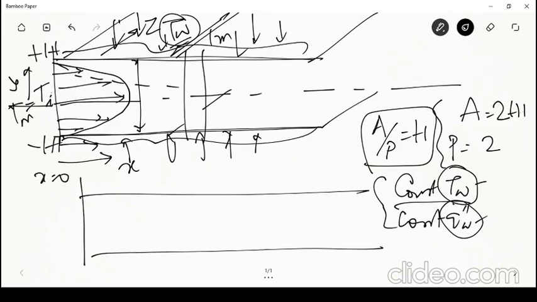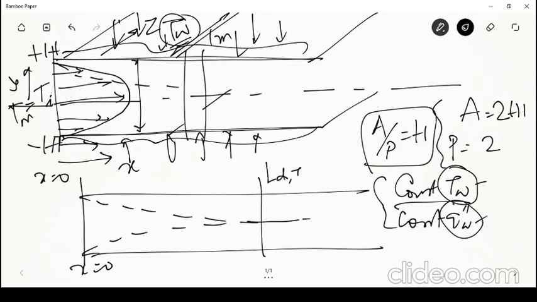So if I just look at the two-dimensional cross section, this is the inlet section at x equal to 0, and from here the thermal boundary layer starts developing, just like the hydrodynamic boundary layer, and at some length LDT, which is the thermally fully developed length or thermal development length, the two boundary layers would meet, and after that there is no distinction between the boundary layer and the interior.